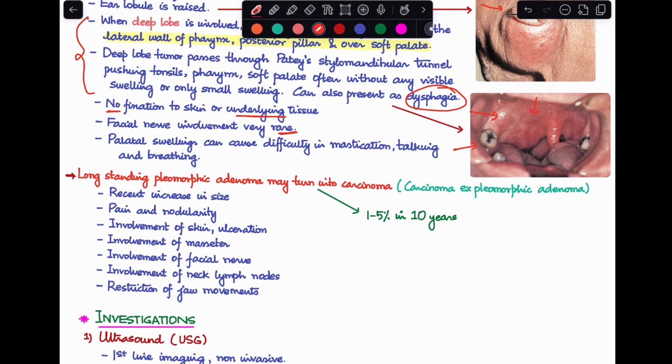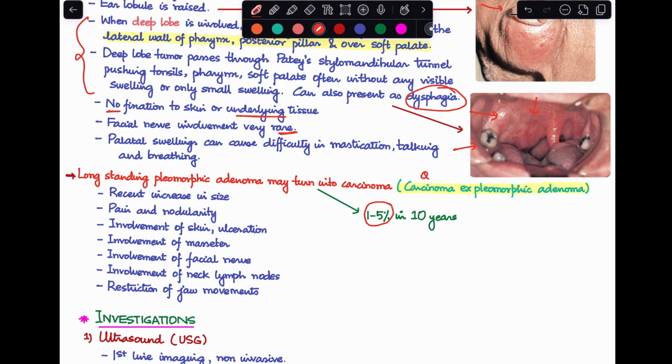Now, a very long-standing pleomorphic adenoma can sometimes undergo malignant transformation and turn into carcinoma. In that case, it is known as carcinoma ex pleomorphic adenoma. This is the term used over here. What are the chances of this happening? If the swelling has persisted for 10 years, the chances of malignant transformation is 1 to 5%.